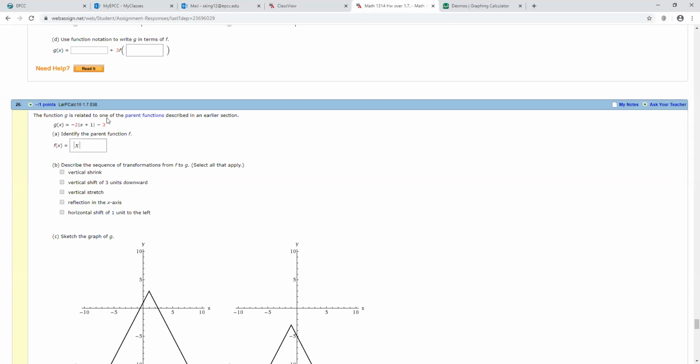And we do have addition or subtraction outside the function, and then subtraction of 3. What kind of category of transformation is an addition or subtraction? It's not a reflection, it's not a dilation, but it's a vertical shift, or vertical translation. And do we do the mathematical inverse of this and say up 3, or do we do what it says? What it says. And that means vertically shifted 3 units down.